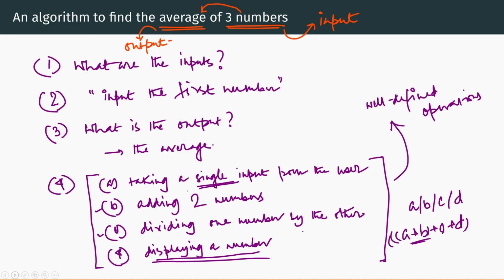But this is just so that we know what an algorithm is and what the limitations of an algorithm are, which is an algorithm must remain in the domain of well-defined operators. Okay.